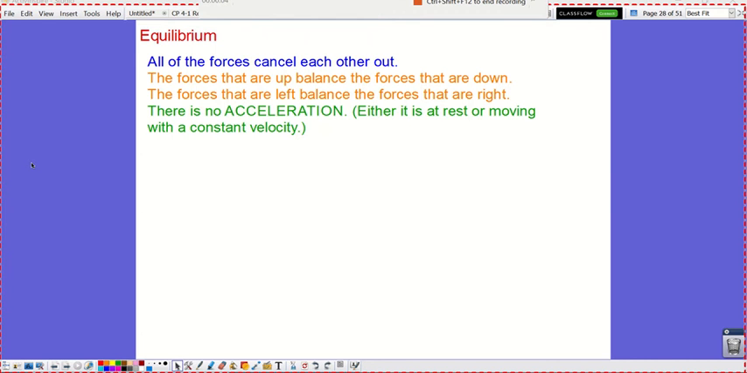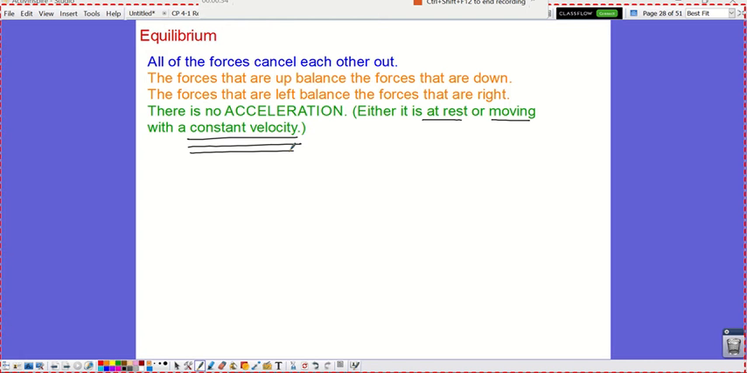We're talking about equilibrium. When an object is in equilibrium, all the forces cancel each other out. The forces that are up balance the forces that are down. The forces that are left balance the forces that are right. There is no acceleration. Either the object is at rest, which is one that students pick up on real quick, or it's moving with a constant velocity, which is one that students often overlook. You can be moving and in equilibrium.